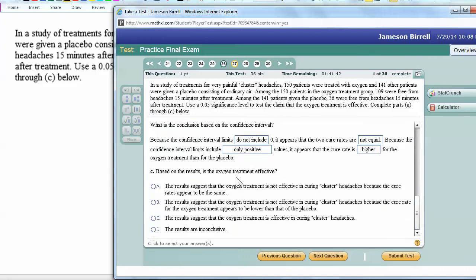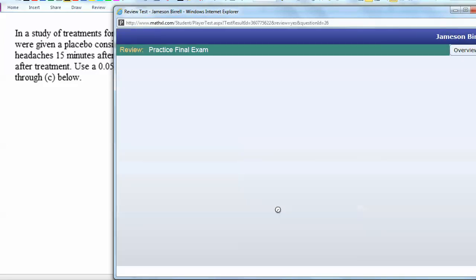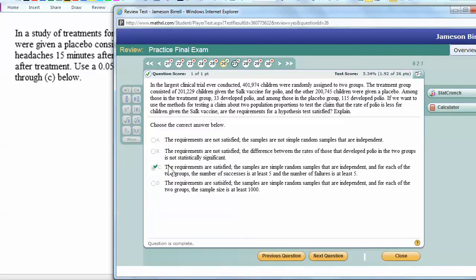Based on the results, is the oxygen treatment effective? The results suggest that oxygen treatment is effective for curing cluster headaches. I'm going to try to make these videos a little shorter. This one's already at 13 minutes. I'm going to go ahead and submit these. See if we got those right. We got the first one right. That was just doing the requirements. And let's see what happened here on the second one.